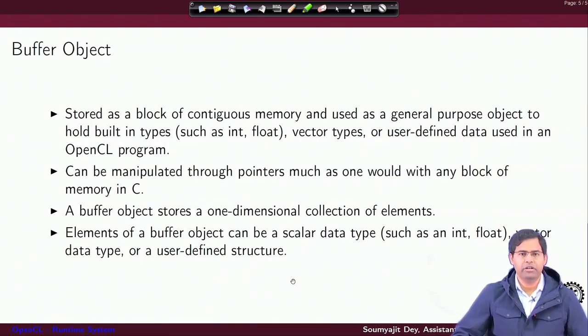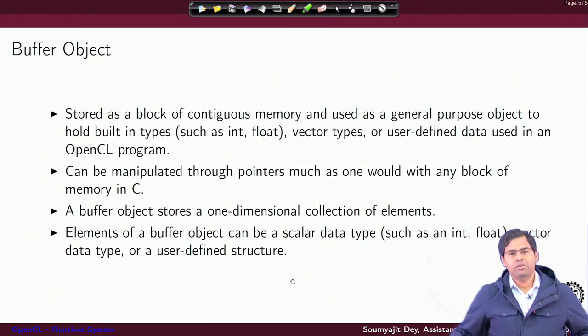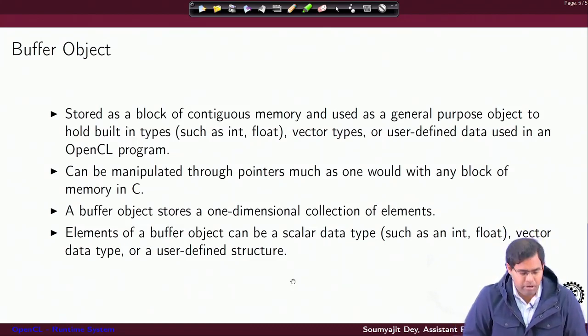Once the kernel object is created, the other thing is, just like the kernel, you also need the memory space to be declared as buffer objects. These are stored as blocks of contiguous memory like normal C, and they are used as general purpose objects to hold built-in types like int, float, vector types, or you can also have a user defined type in the OpenCL program. They can be manipulated through pointers much as one would with any block of memory in C. Of course it is essentially a one-dimensional collection of elements like C arrays, right. Elements of the buffer object can be a scalar data type or a user defined structure, as we know.